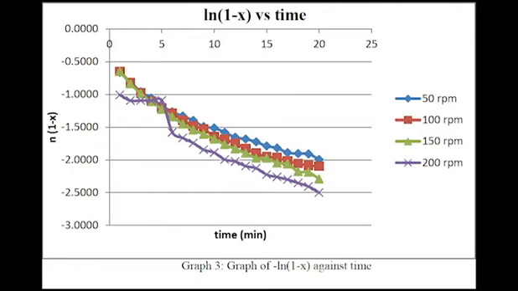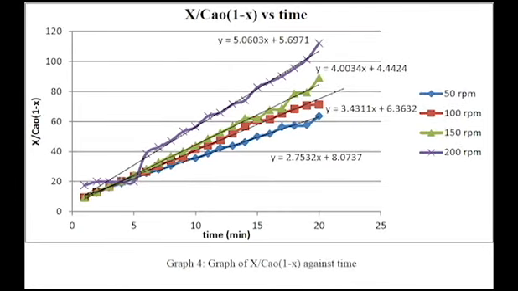Based on the experiment, the set of experiments with a rotating speed of 200 RPM shows the highest rate constant. Therefore, the reaction taking place will be faster. This is because as molecules move more vigorously inside the reactor, it will accelerate the reaction.